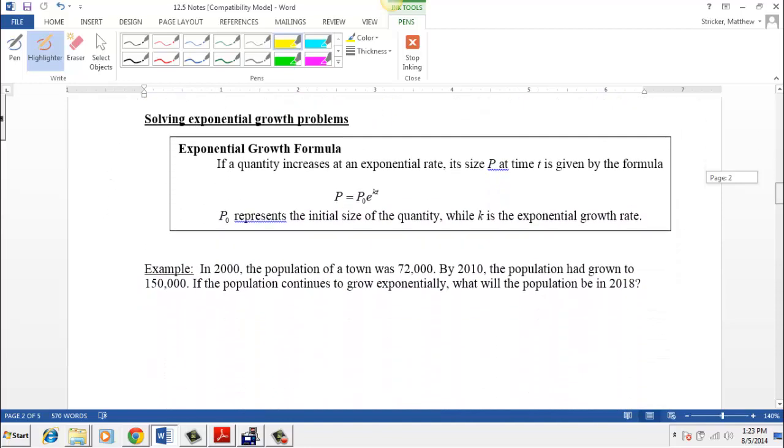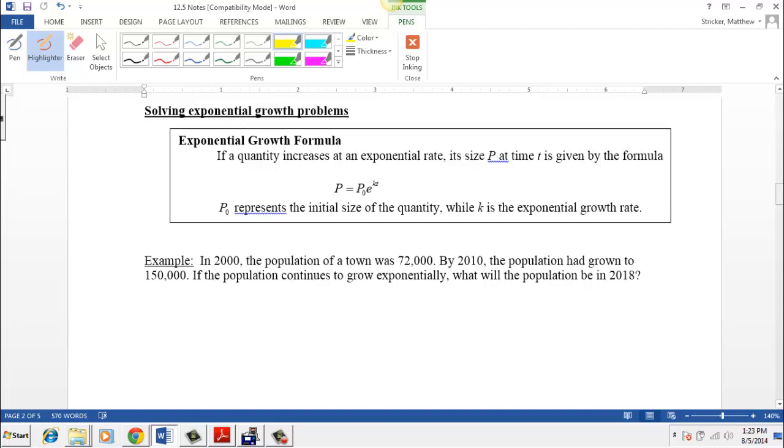Okay, so now we get into some more interesting problems. There's many places in the real world where we can talk about exponential growth. And the formula you're going to see is very familiar because it looks a lot like the one we just looked at for continuous compounding interest. The only thing is that it uses some slightly different variables.